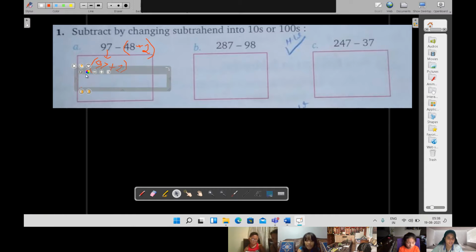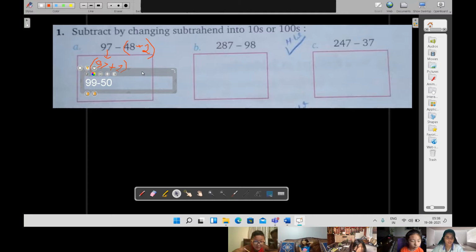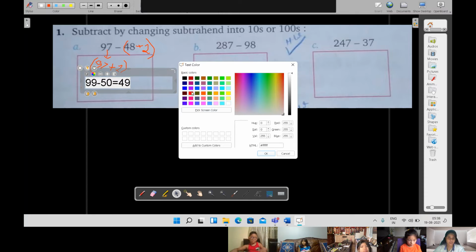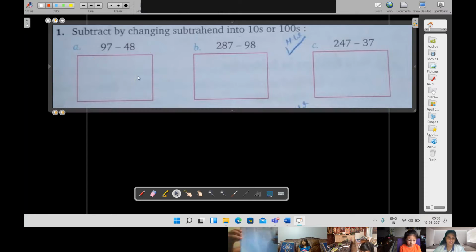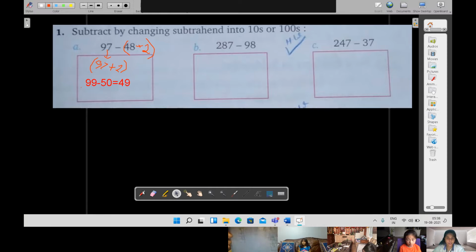It becomes 99. Now you can see here is 48 plus 2. So what do we have to subtract? If you have 48 plus 2, it becomes 50. Yes or no? Yes. So tell me what do you have? If you subtract 50 from the 99, it becomes what? 49. So that is the alternative method of addition. Are you understanding what I'm saying? Okay, let's talk about the second question.